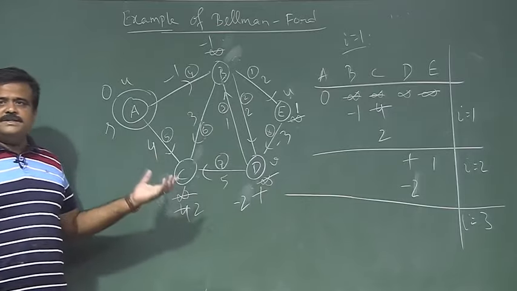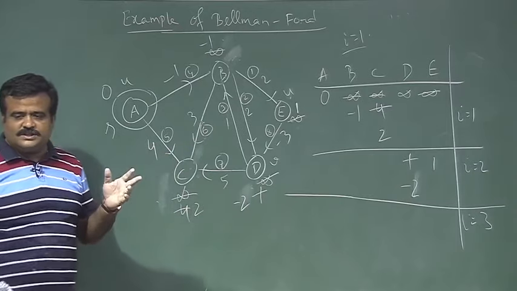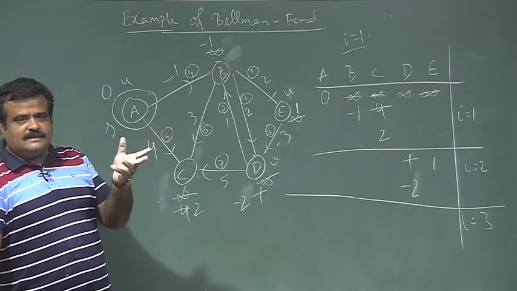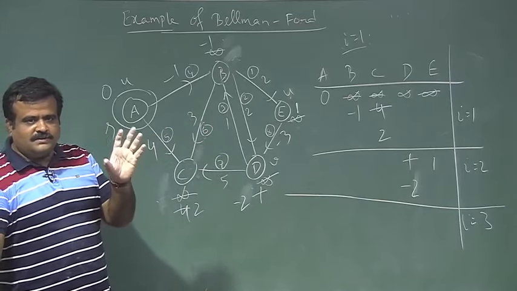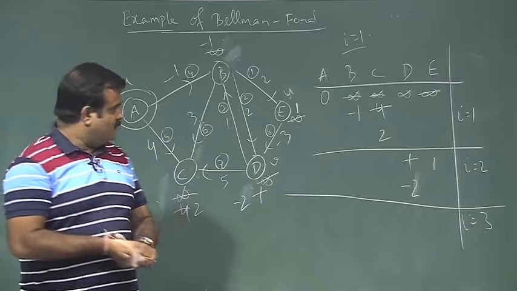Again we have to execute the inner loop for all the edges. We have to check all the edges and see whether we can relax the vertex. An edge means u to v, so we have to check whether the vertex v could be relaxed.